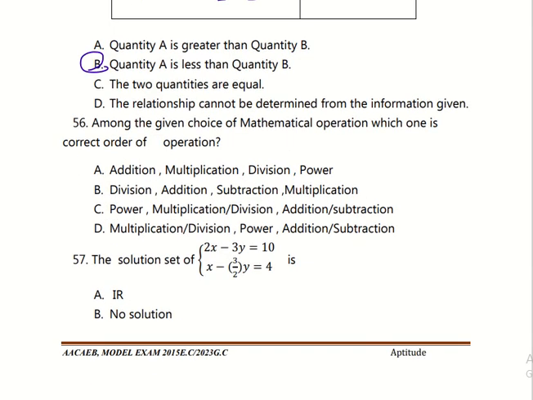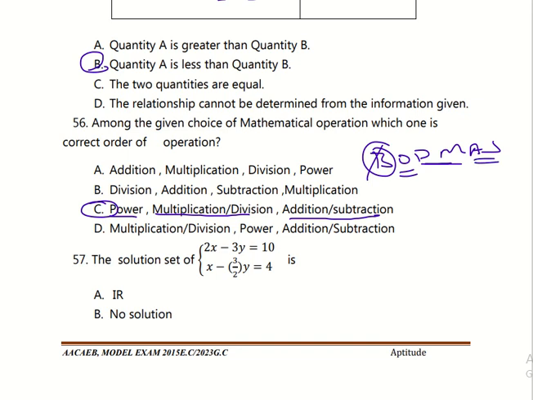Among the given choices of mathematical operations, which one is the correct order of operations? Addition, multiplication? No. First power, and then multiplication or division, and then addition or subtraction. According to BODMAS, B is bracket, then O means power, then division and multiplication, either of the two, and then addition and subtraction, either of the two. Which comes first will be done. So the answer will be C.